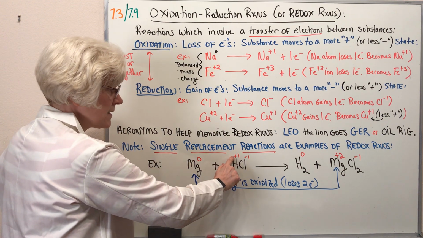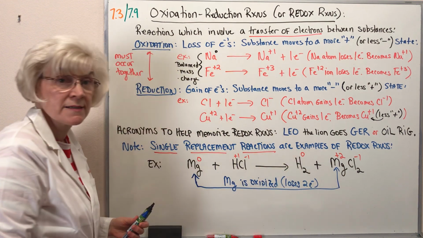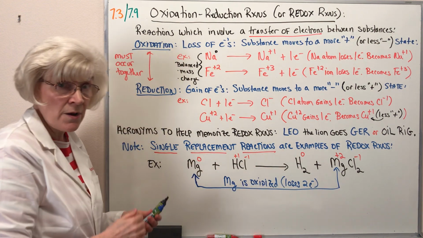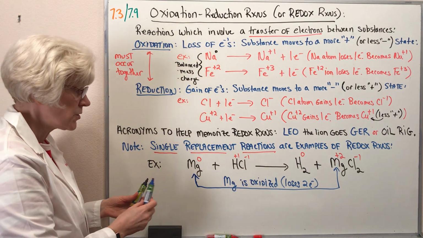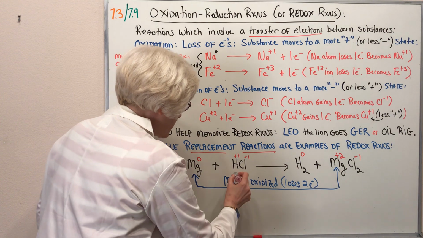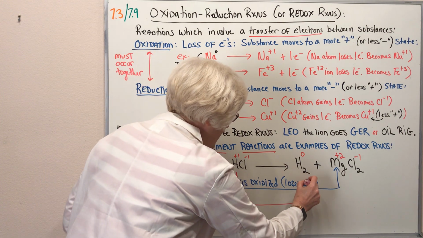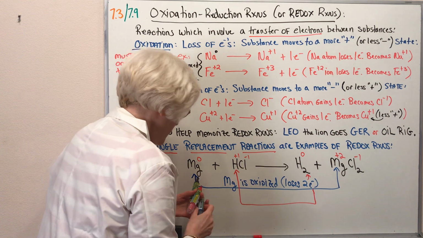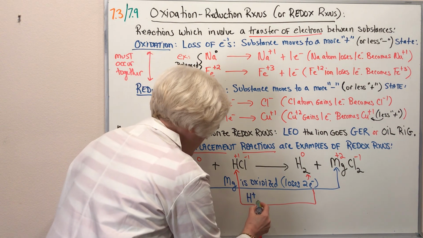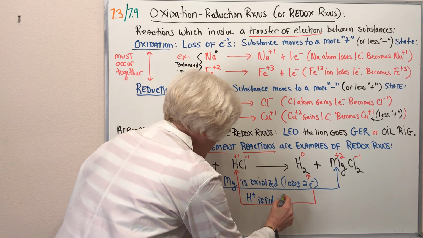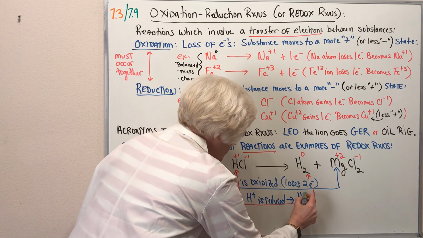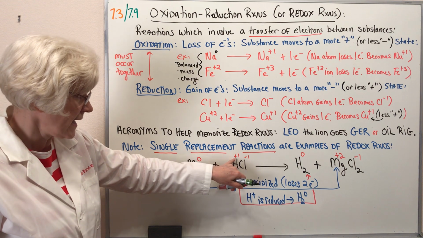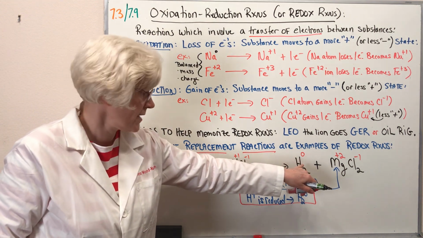Looking at hydrogen in HCl, it's +1, but I see that it ends up in a neutral state. The only way to take hydrogen from a positive state and convert it to a neutral state is to reduce the hydrogen. So looking here, I can say that hydrogen is reduced. Right, so H plus is reduced and you form H2, or neutral hydrogen atoms. So the hydrogen ion is gaining electrons to form neutral hydrogen atoms.